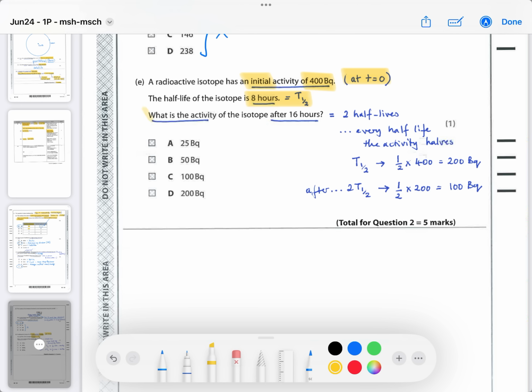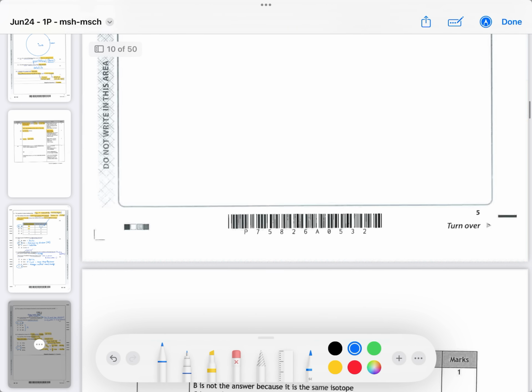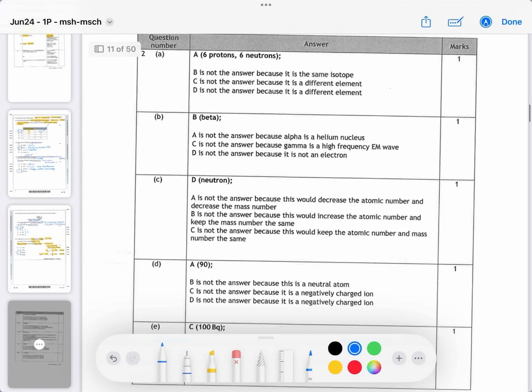But they want to know what the activity will become after 16 hours. Well, 16 hours is 2 times 8, so it's 2 half-lives. And every half-life, the activity halves. That's what half-life means. So after 1 half-life, it goes down from 400, half of that, to 200. And after 2 half-lives, the 200 will halve, so you'll end up with 100. So the answer is C. Okay? And here is the mark scheme.